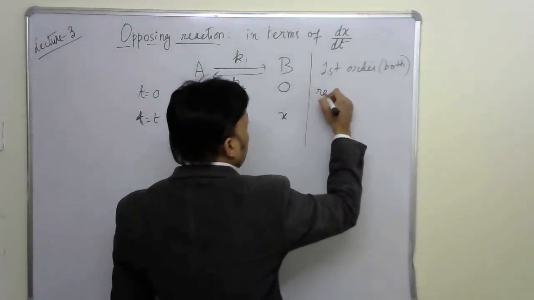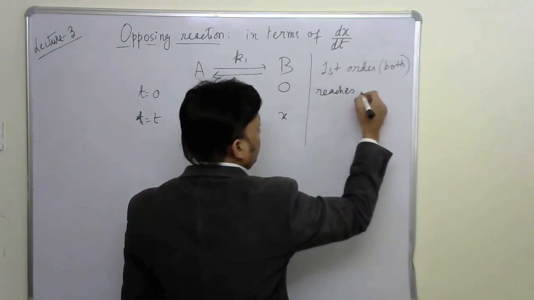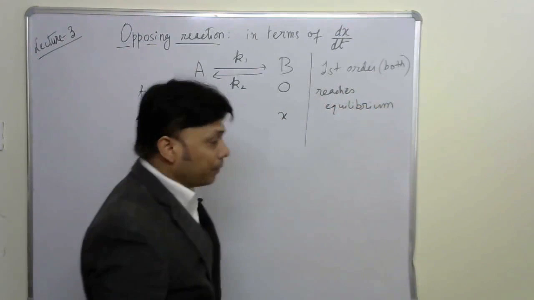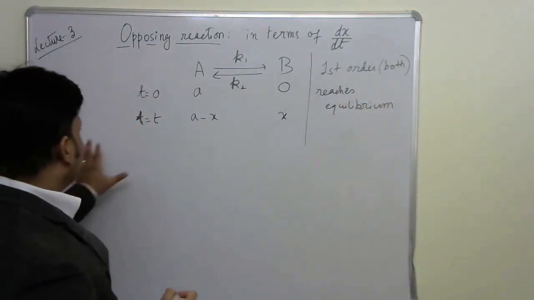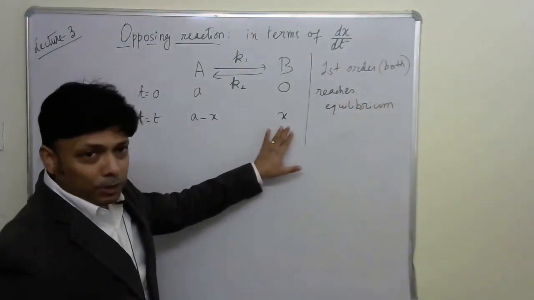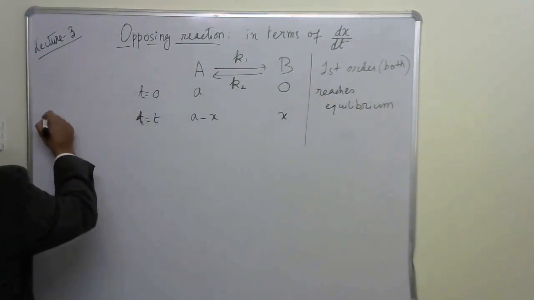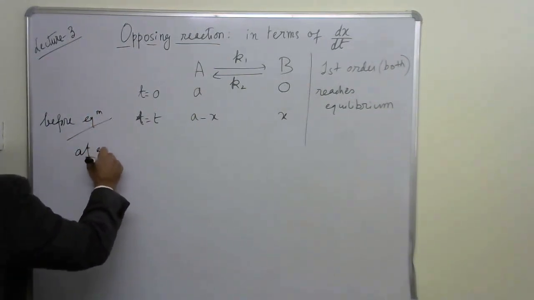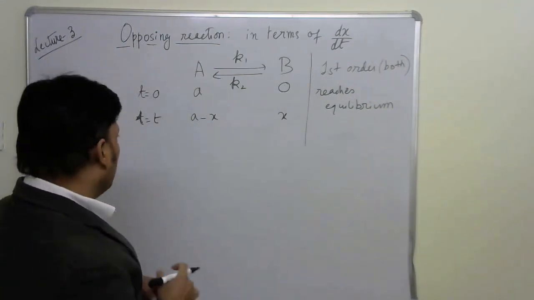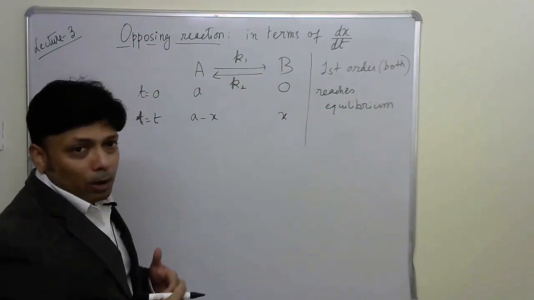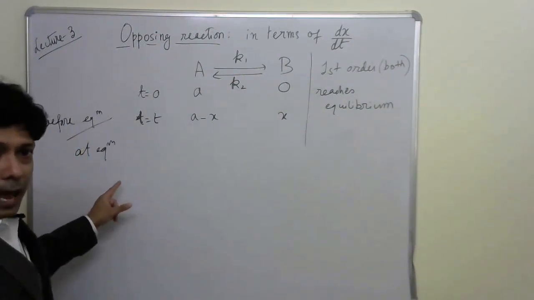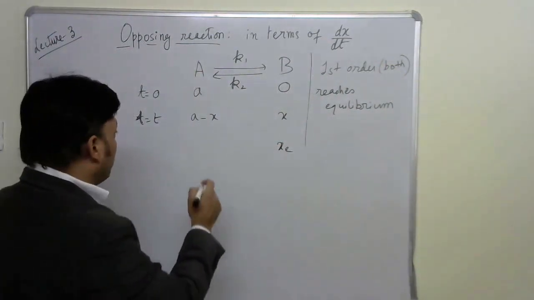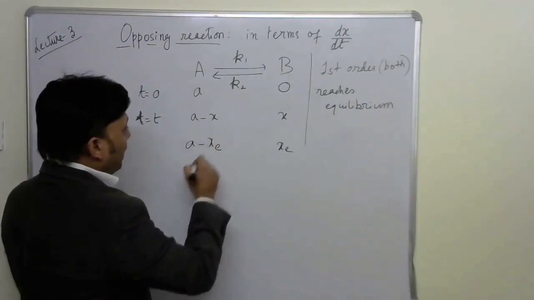The reaction reaches equilibrium, that means chemical equilibrium. So this is the time t where a minus x and x are present. This is before reaching equilibrium. Now at equilibrium, when the reaction reaches equilibrium, we have to talk about an equilibrium concentration. So at equilibrium, the concentration of B becomes Xe, where e stands for equilibrium, and the concentration of A becomes a minus Xe.